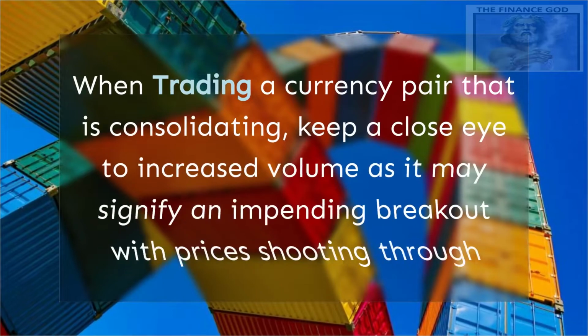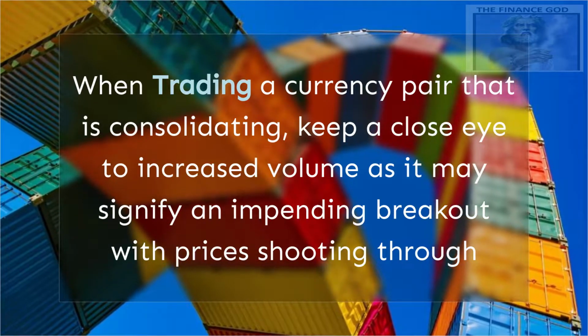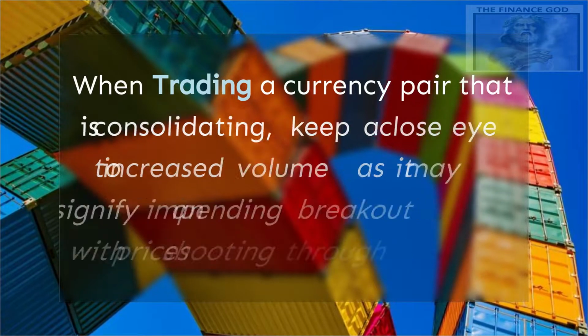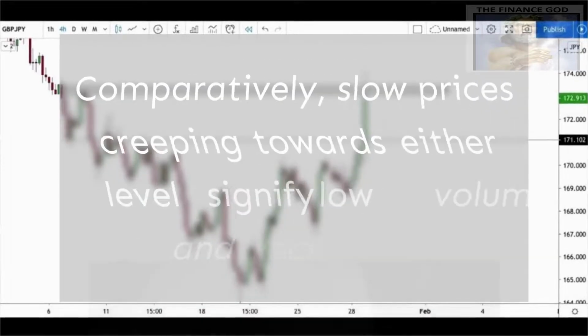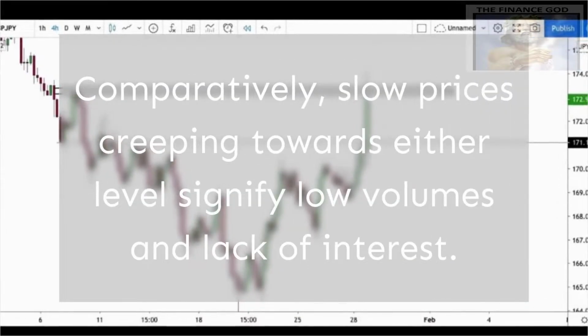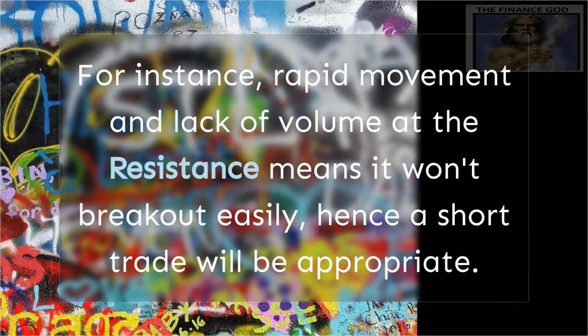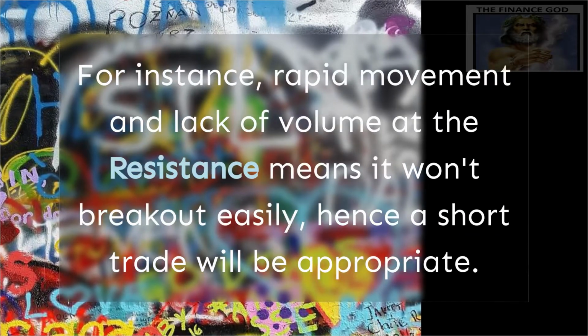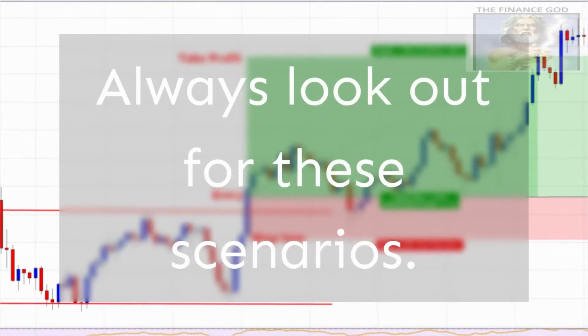When trading a currency pair that is consolidating, keep a close eye on increased volume as it may signify an impending breakout, with prices shooting through the resistance or support lines and starting a trend in that direction. Comparatively, slow prices creeping towards either level signify low volumes and lack of interest. For instance, rapid movement and lack of volume at the resistance means it won't break out easily, hence a short trade will be appropriate. Always look out for these scenarios.